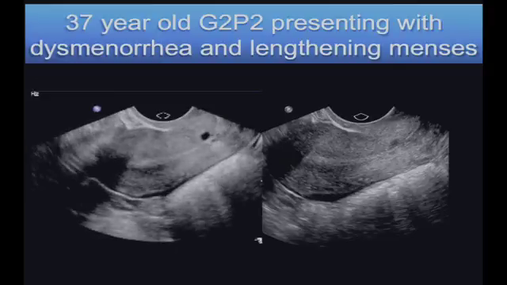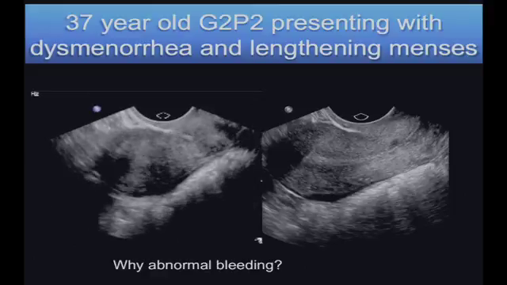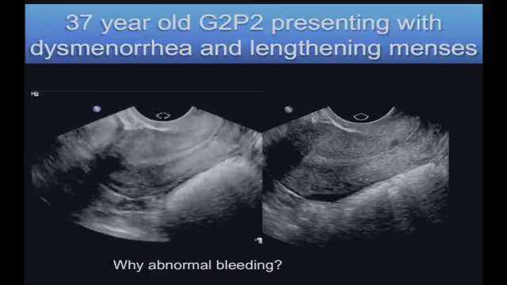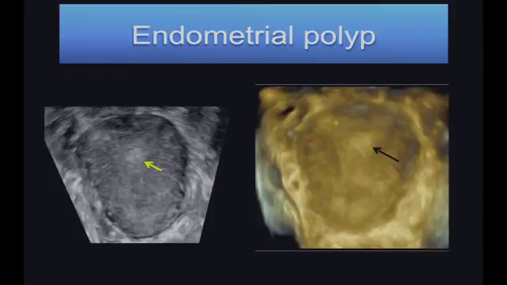But when we do our reconstruction in the coronal plane, we may have a reason for the abnormal bleeding. We have this echogenic structure within the left endometrial cavity that is actually an endometrial polyp. And there is absolutely no way we would have been able to pick out this polyp on our original 2D imaging.